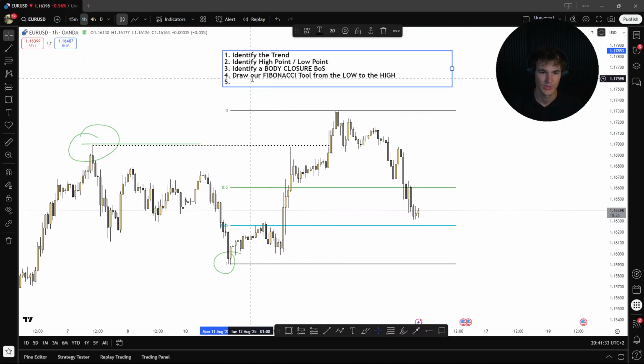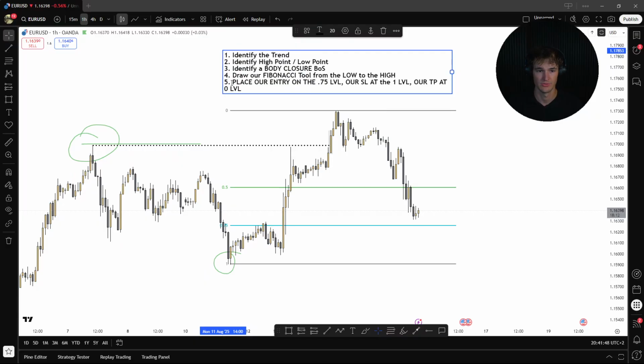What we are going to do as step 5, place our entry on the 0.75 level, our SL at the 1 level, and our TP at the 0 level.